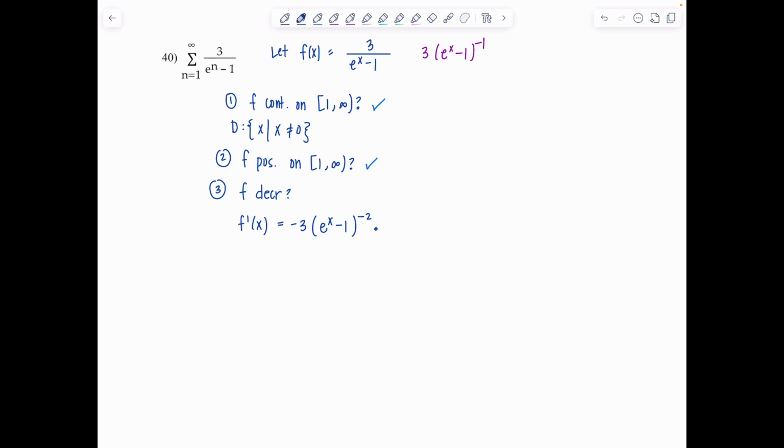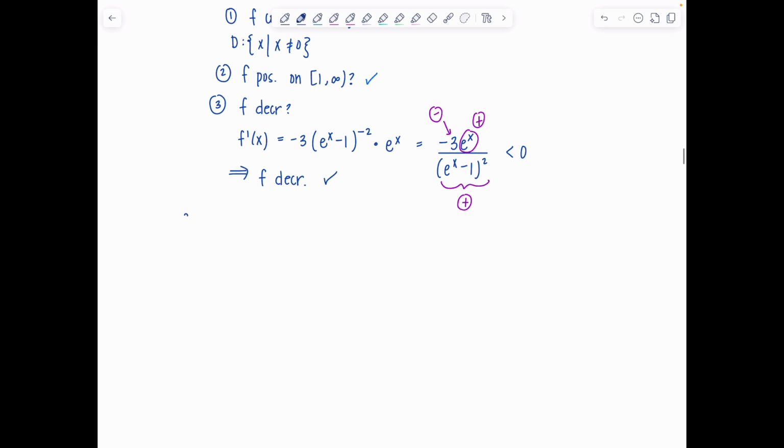Then by the chain rule, I multiply by the derivative of what's inside, which is e to the x. Cleaning this up, this is negative 3 e to the x over e to the x minus 1 squared. This denominator is always positive, e to the x is always positive, and here's a negative constant. So negative times positive divided by a positive is for sure less than 0, which means f is decreasing. Perfect. Now it's okay to use the integral test. We can hop to it.